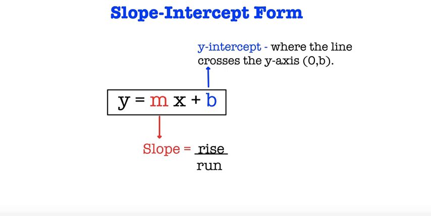So our slope is also known as our rise over run, and another way to describe our slope is our rate of change. So it's the rate in which our line is either increasing or decreasing by. So if you hear rate of change, just know that it's the same thing as our slope.